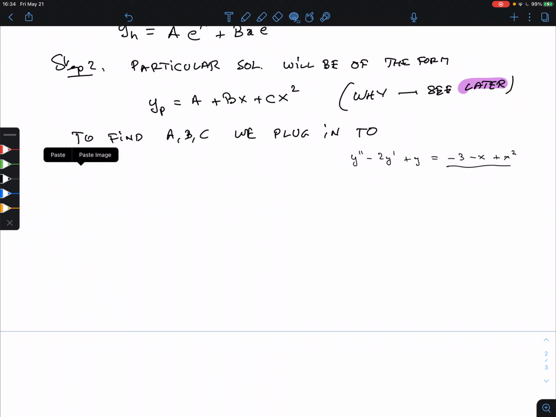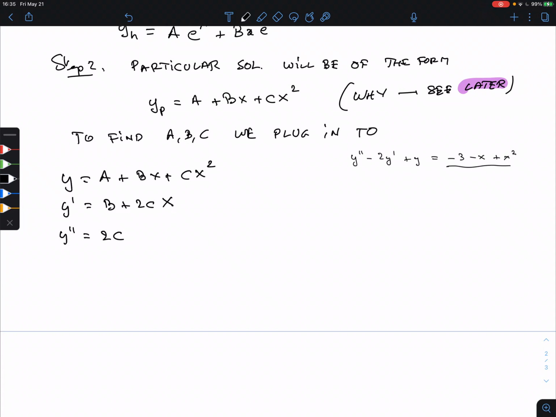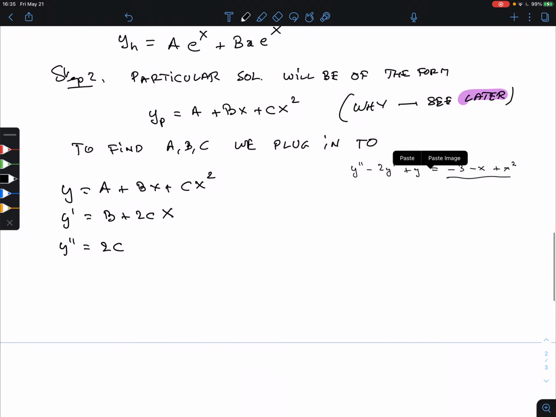I'm going to now drop the p, the particular, in calculations. So y, of course, is just A plus Bx plus Cx squared. What is y prime? Well, the derivative of that is B plus 2Cx. You with me? And y double prime is 2C. So if I plug this in, I get... let me move this a little bit.